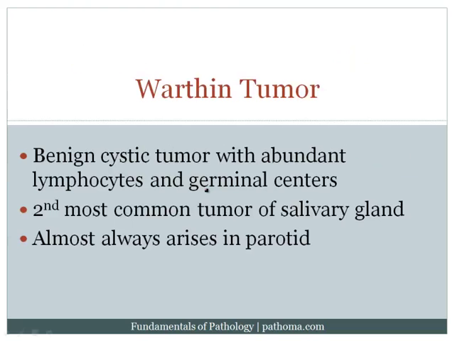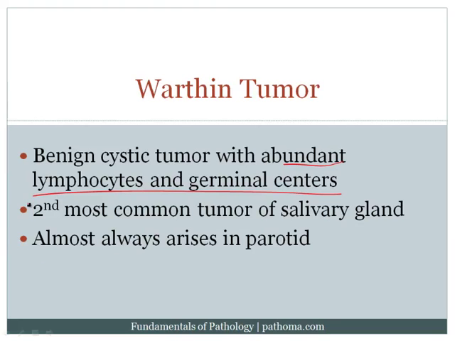The next tumor is called a Warthin's tumor. This is a benign cystic tumor of the salivary gland. It's the second most common salivary gland tumor, almost always arises in the parotid. Now this benign cystic tumor, the classic feature is that you get abundant lymphocytes and germinal centers. So basically it's a cystic tumor with lymph node tissue.